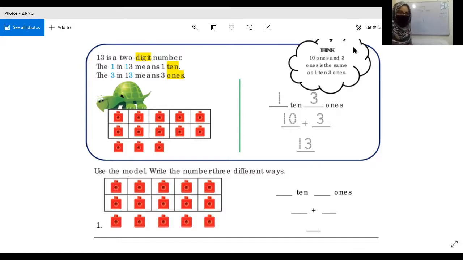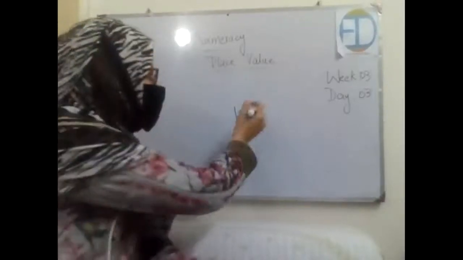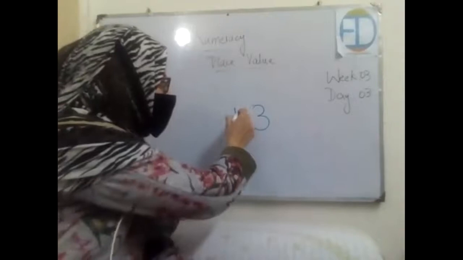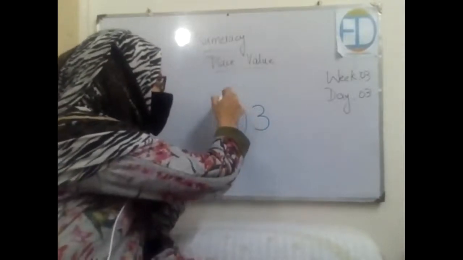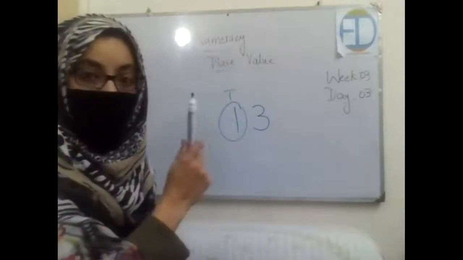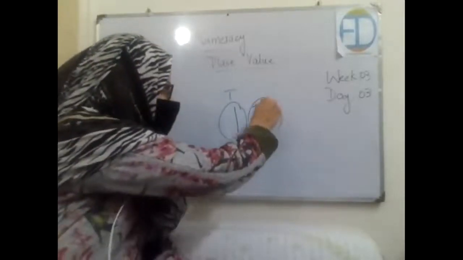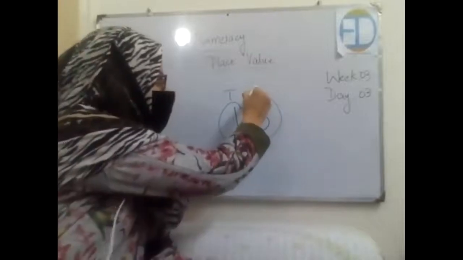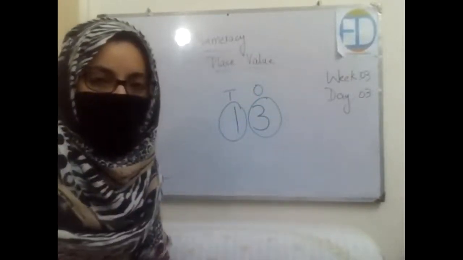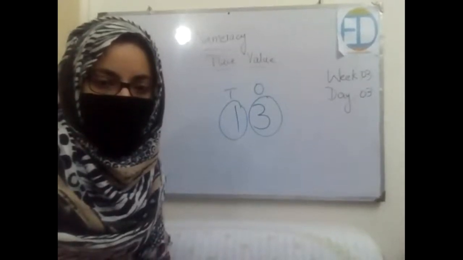Let me stop sharing the screen, and look at the board first. If I write 13 over here, the 1 comes under the heading of tens, right? So you can say that there is 1 ten. And how many ones are there? Three ones, right? Now look at the picture again.